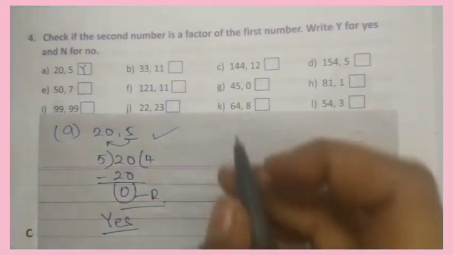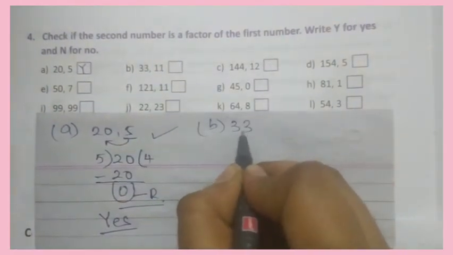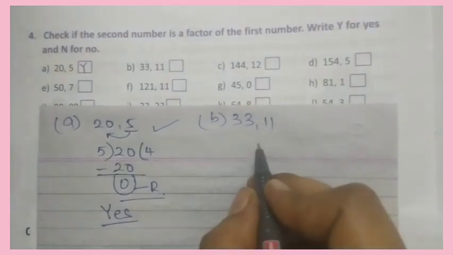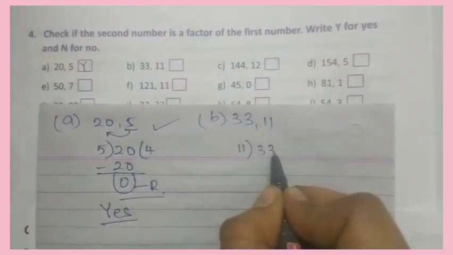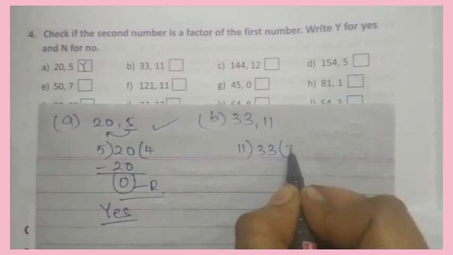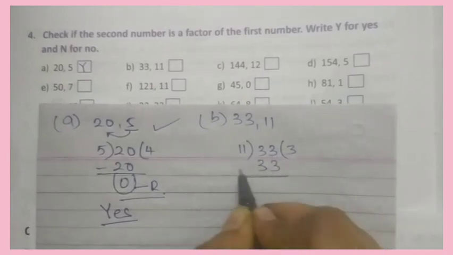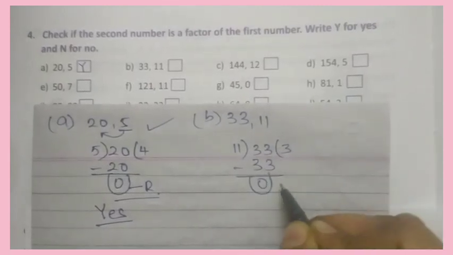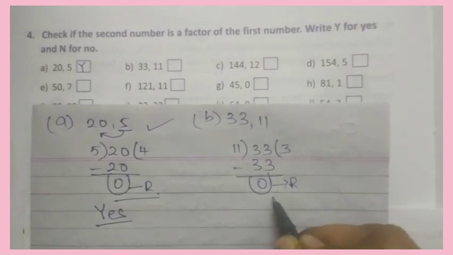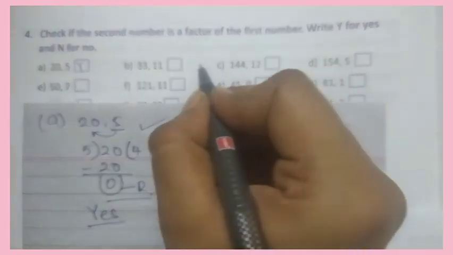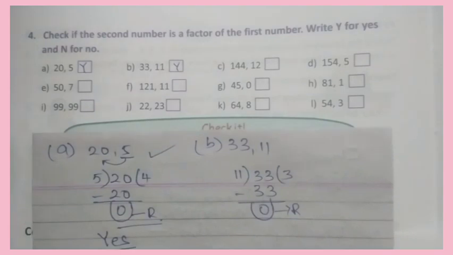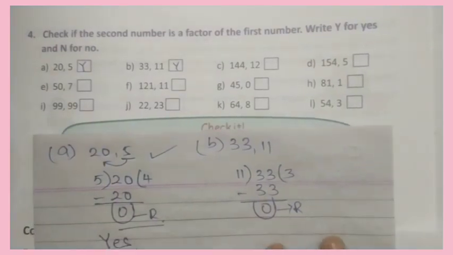Now look at the B question. 33 and 11 are given. So we'll divide these two. 33 divided by 11. 11 threes are 33. 33 minus 33 is 0. Here also we got remainder 0. So we'll write Y. Like this we have to do these problems.